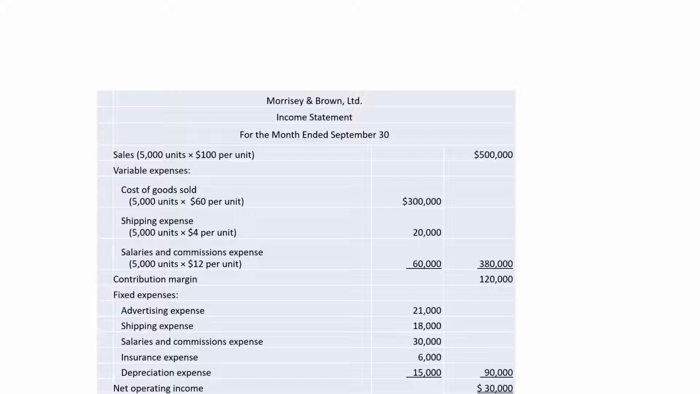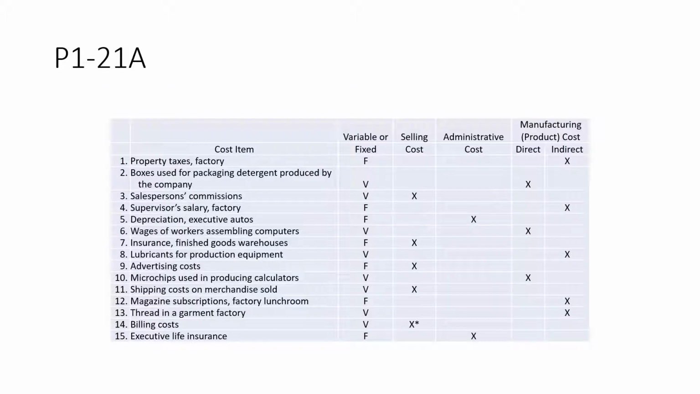Variable costs are first subtracted, then fixed. So that is how you would accomplish problem 116A using the high-low method, and it also looked at the contribution format. Now problem 121A, the other practice, is really helping us to define and think about what all these various costs are.